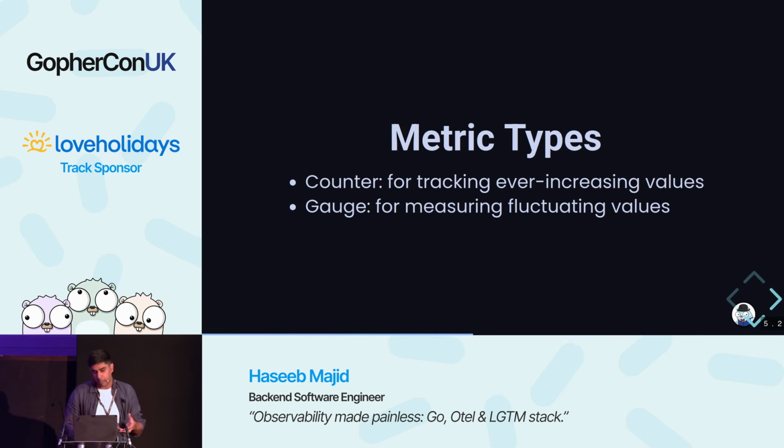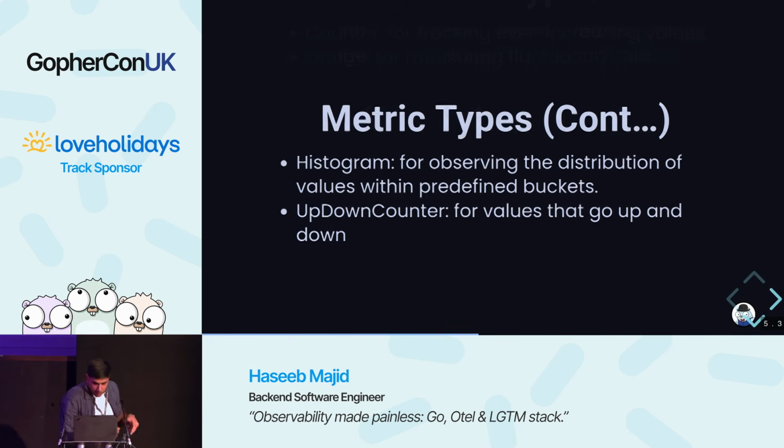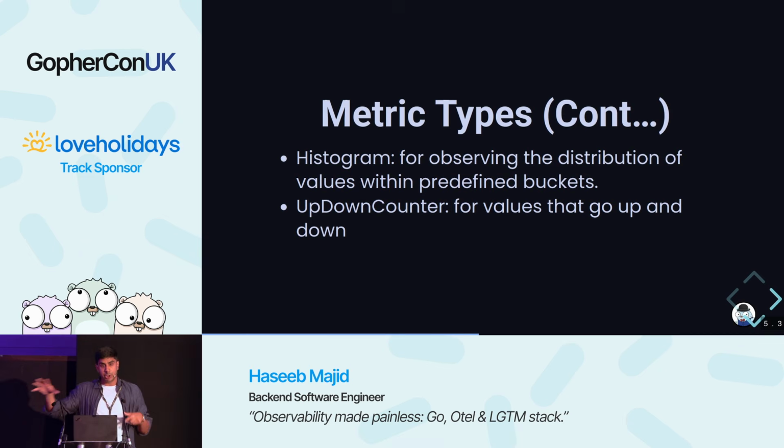For those of you who might not be aware, we have counters for tracking ever-increasing values. So for example, the total number of requests, that's always going to be going up. We have gauges for measuring fluctuating values, like CPU usage, memory usage, et cetera. We have histograms for observing the distribution of values, right? This can be particularly useful for looking at latency of certain endpoints, et cetera. Then we have the up-down counter for values that go up and down, things like queue size.